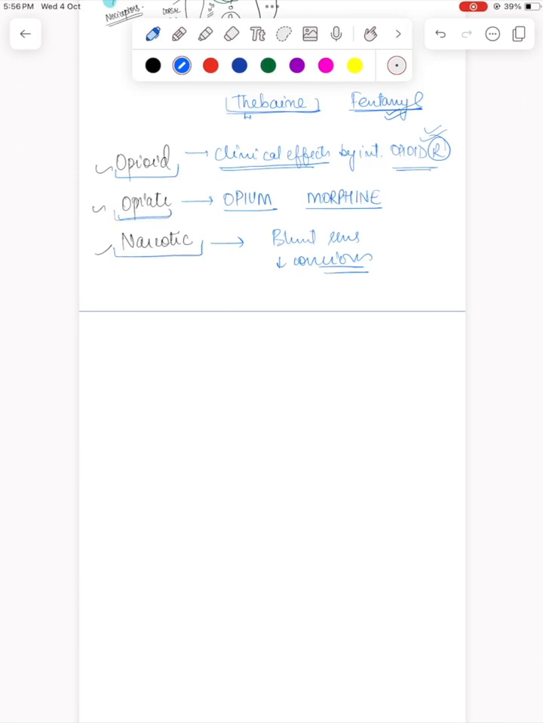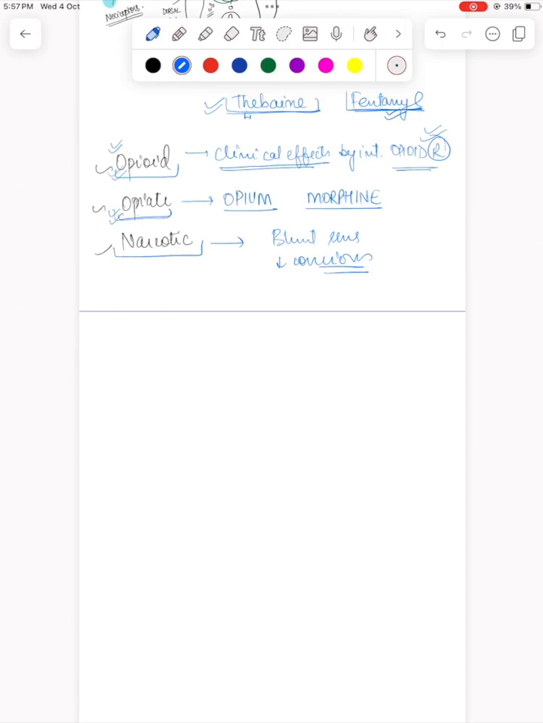Opiate, on the other hand, is a drug that is directly derived from opium. For example, thebaine is derived from opium, but fentanyl is not. Fentanyl is a synthetic, completely synthetic opioid. Therefore, you cannot term fentanyl as an opiate. It is an opioid, but it is not an opiate.